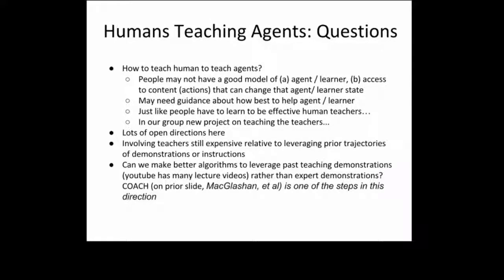Just like when a new teacher starts teaching at the beginning, they may not be the most effective instructor, and over time they learn how to be a good teacher. Similarly, when we have humans interacting with reinforcement learning agents, the way in which they're either providing demonstrations or trying to change the state space may not be very effective. This may be because the people don't have a good model of how reinforcement learning systems work, or they may not have access, for example, to actions that actually could change the state space or make the system more effective.